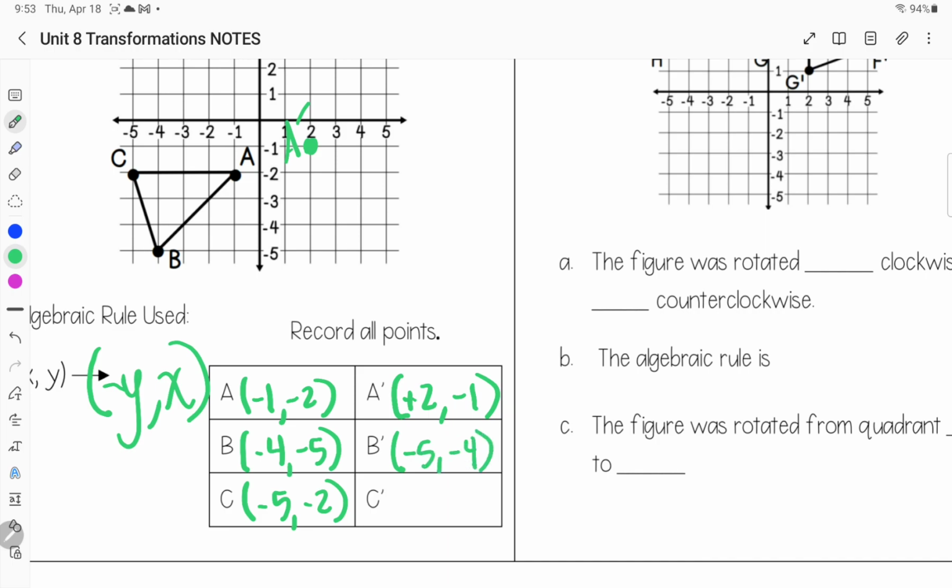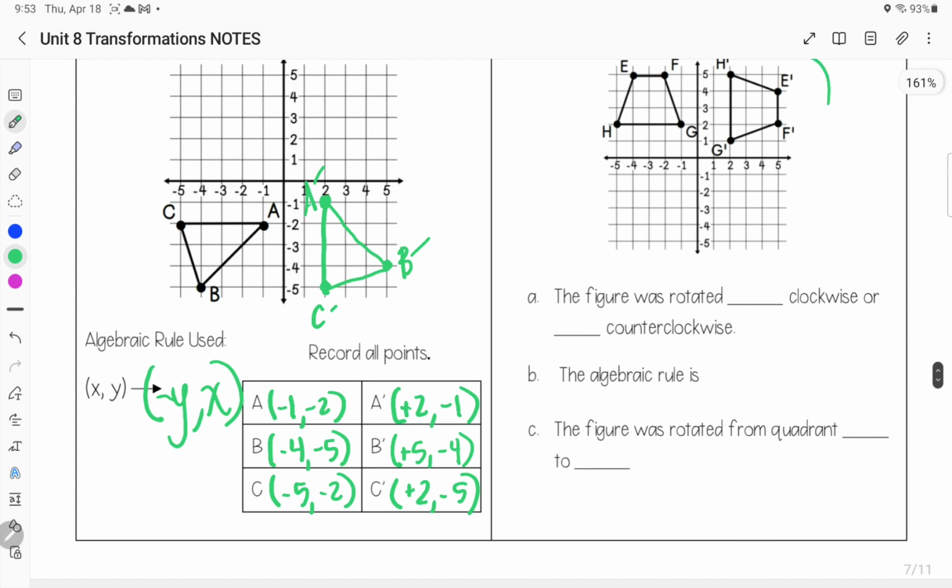B, swap their spots. I didn't change anything, I just swapped my x and my y, and then it says change your first value to the opposite. Well, right now my first value is negative, I'm going to change it to positive. So it would be (5, -4). And that's B prime. And then our next one, swap your x and y, change the first one to the opposite. So it'd be (2, -5). And you've got your rotation.